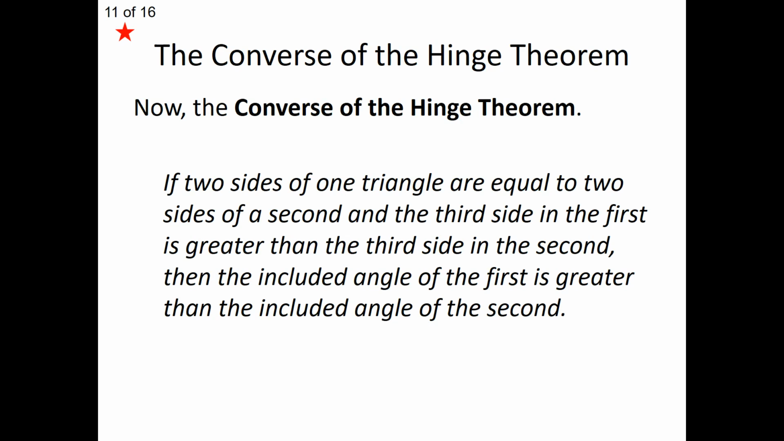If two sides of one triangle are equal to two sides of a second, and the third side in the first is greater than the third side in the second, then the included angle of the first is greater than the included angle of the second. In other words, we can now cross-compare angles. Let's bring the converse Hinge conditional to life in a diagram.